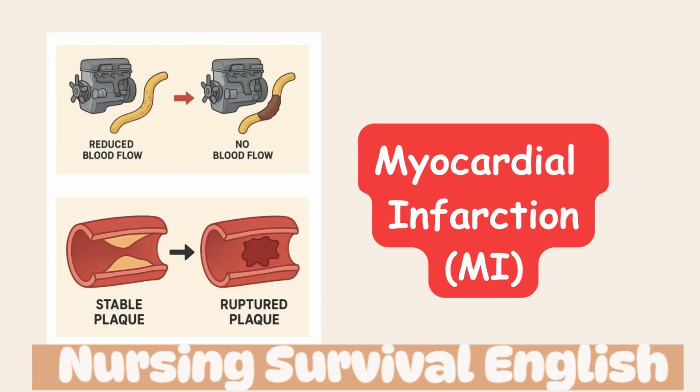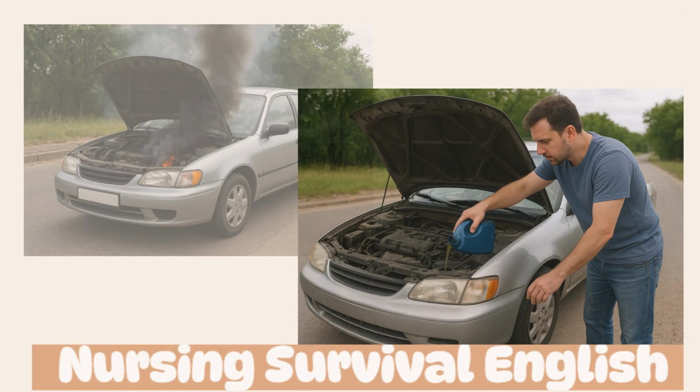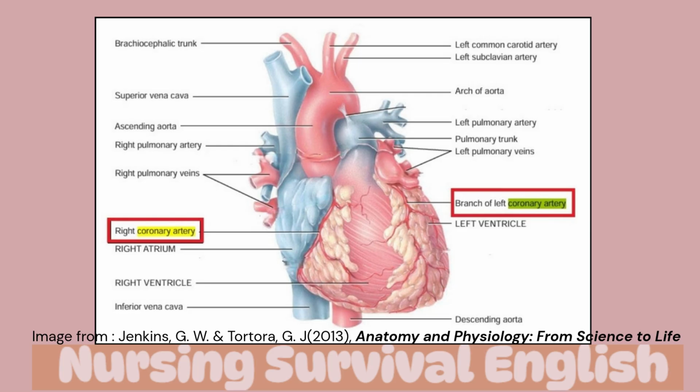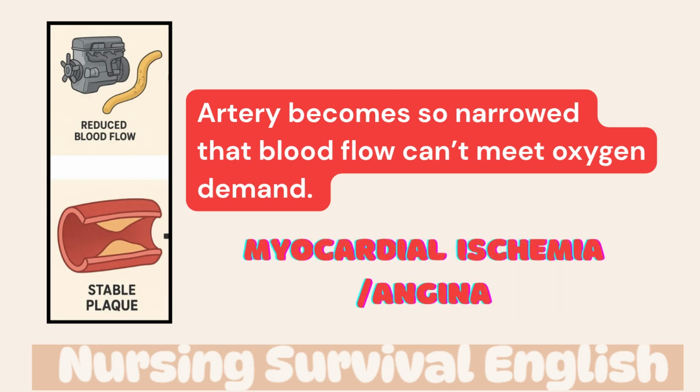Let's quickly go over what's actually happening inside the body during a myocardial infarction, or AMI. Think of your heart like a car engine. It needs a steady flow of fuel to keep running smoothly. In this case, the fuel is oxygen-rich blood, and it's delivered to the heart muscle through the coronary arteries. Now, over time, things like high cholesterol, smoking, high blood pressure, and diabetes can cause fatty deposits, called plaque, to build up in those arteries. It's like dirt clogging the car's fuel line.